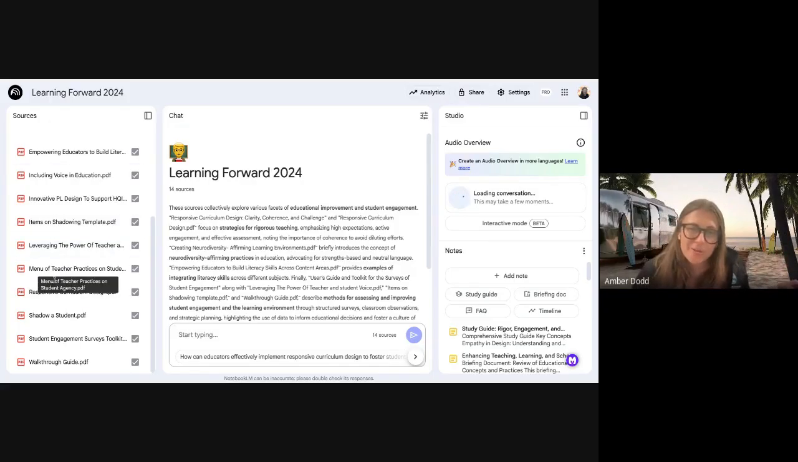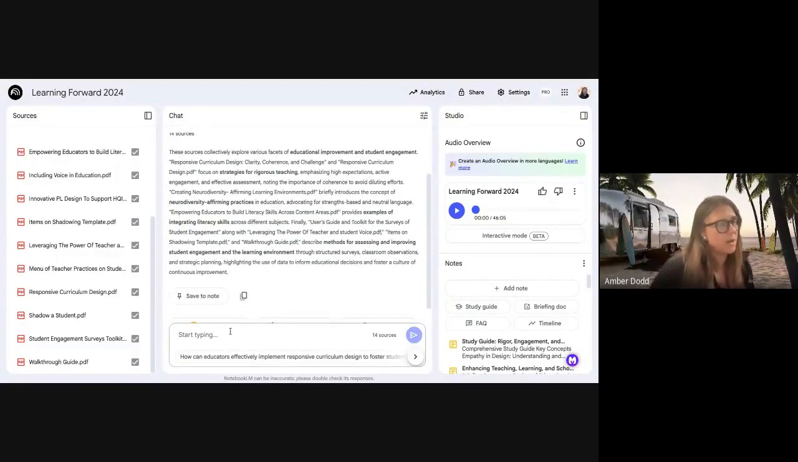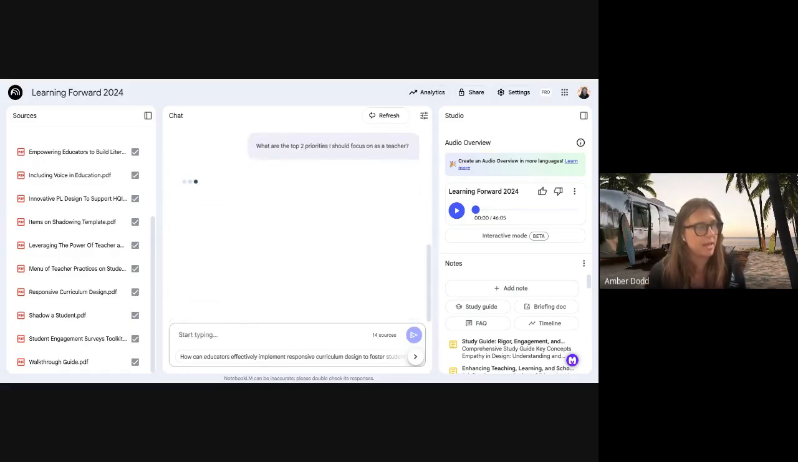Now, the thing I like about Notebook LM is it only draws from the sources that I include. So it's not drawing from the greater AI universe. It's only drawing from what I'm telling it to draw from. Then in here, I can have a chat with it. So I might say, what are the top 2 priorities I should focus on as a teacher? And then it's going to draw from my information and give me a reading from there, being a little slow.